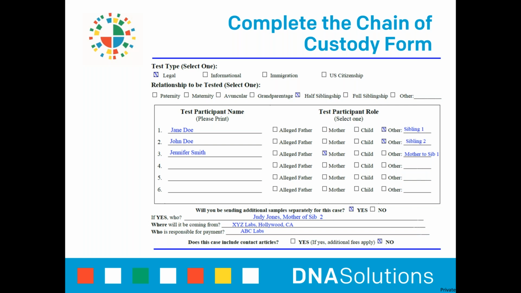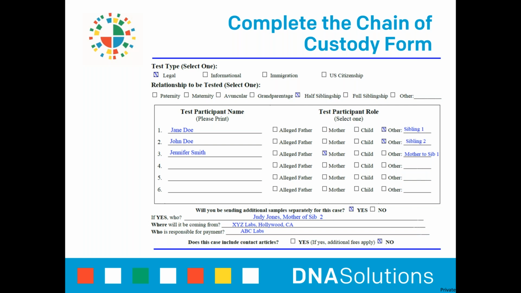However, anytime you have a sample coming at a different date, different time, same day different time, or different location, you want to indicate yes, so we know to expect a separate chain of custody and additional samples associated with the case. You want to be sure to indicate who the samples belong to. Give a full, clearly printed name, and if known, the role they will play. Be sure to indicate where the sample is coming from. This is important to ensure samples are matched appropriately.